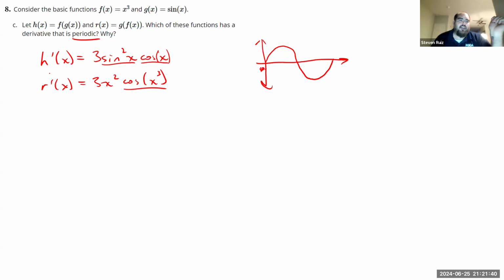For those reasons. And if you even want a clearer picture, I advise graphing these derivatives. Graphing these derivatives will also show that one of these is going to be periodic and repeatable. The other one's not going to be.